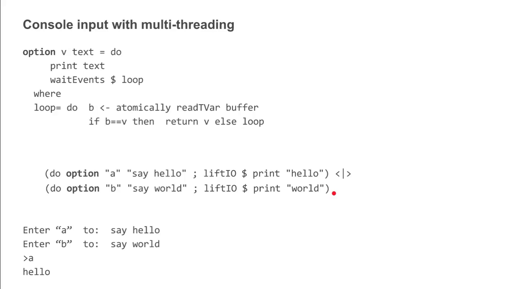But what happens when I press A? A is received by option, which executes wait events, really waiting here in a loop, and because A is equal to A, it returns the value, and then in another thread it executes the continuation, which prints hello, because it's A.